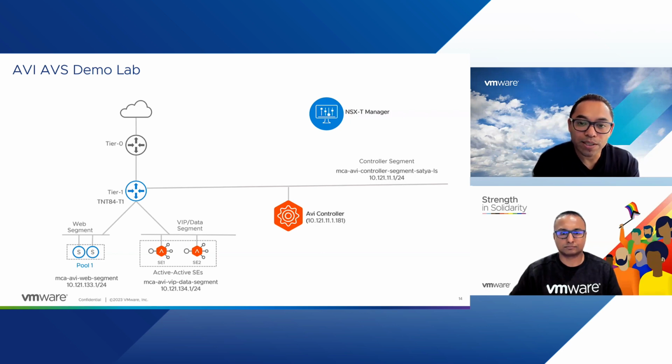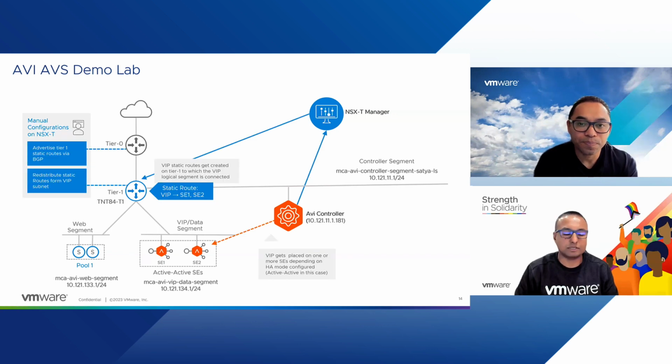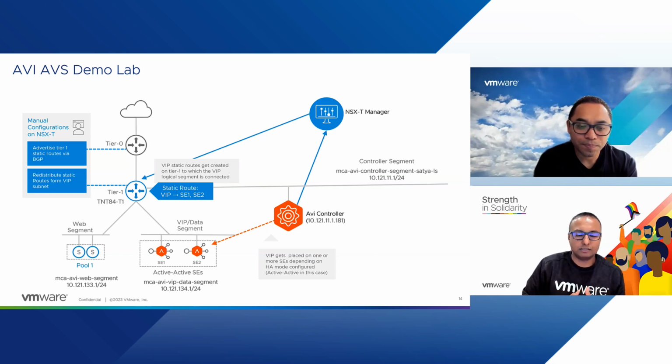Now, Kunal, you mentioned NSX-T control, etc. Can you describe how the AVI controller is communicating with NSX-T here? Yeah, sure. So as you have planned, Satya, the AVI controller is sitting on the MCA AVI controller segment. The service engines will be sitting on the MCA AVI VIP data segment.